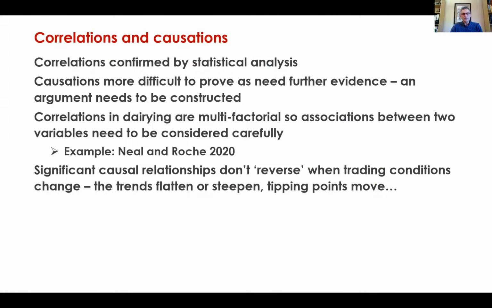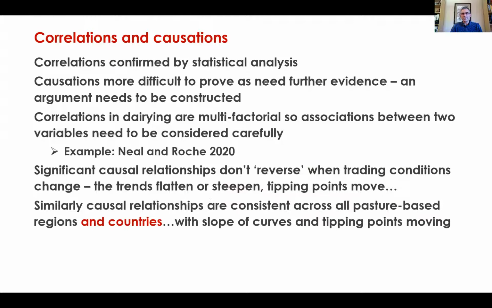So the key message from this is that just as significant causal relationships do not change across years, they also do not change between regions or between countries. What does change is how they are expressed. That is how the slope of the curves and the tipping points might change, with this depending on key commodity prices and the cost and potential quantity of pasture that can be grown.